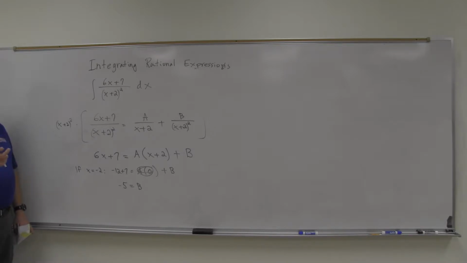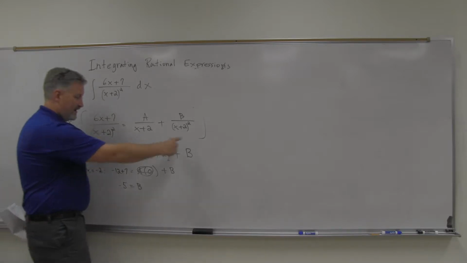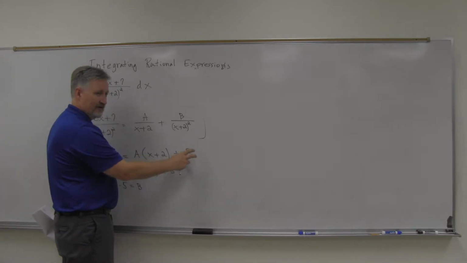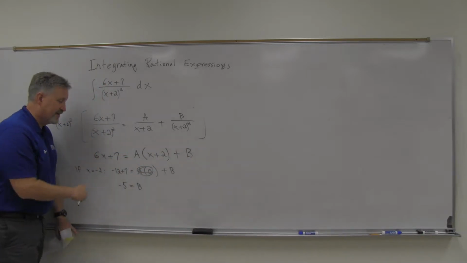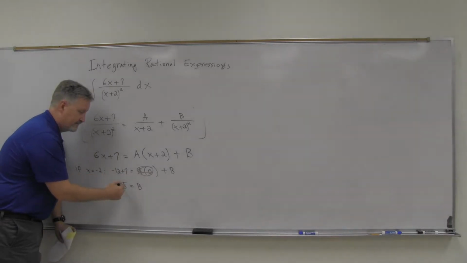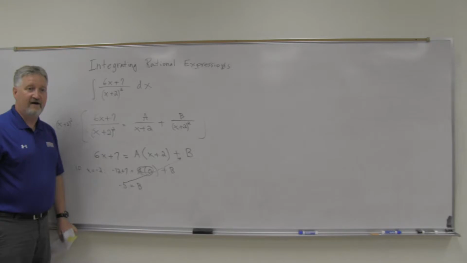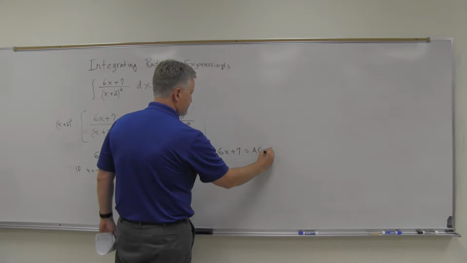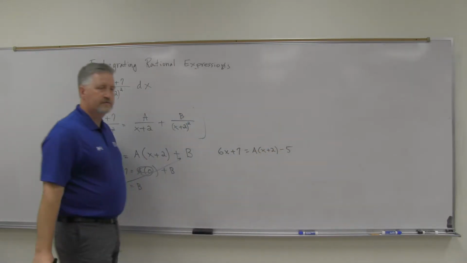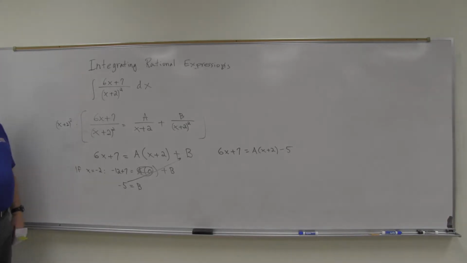We kind of run out of things there now, don't we? Because there's no way to make the b term go away, if you will, because there's not an x here, so there's not an x value I can choose that would make b 0. However, since I now know b is -5, what's stopping me from saying that's -5? So I've got 6x plus 7 equals a times x plus 2 minus 5. Well, now, if I let x be a number, I can figure out what a is, can't I?